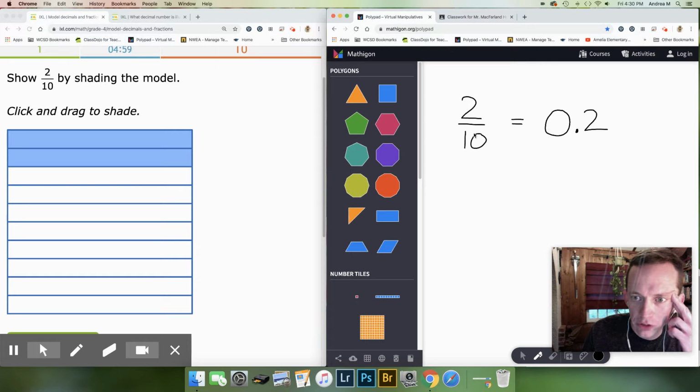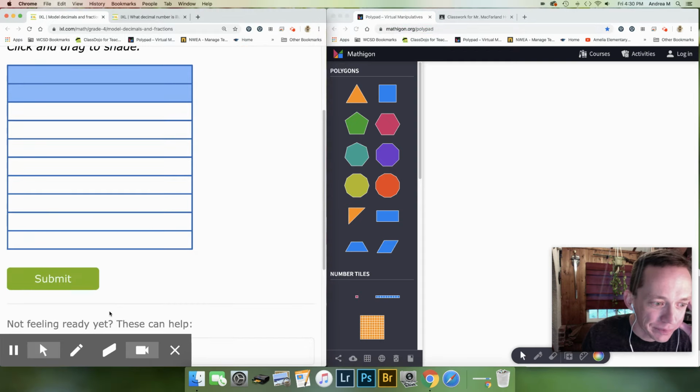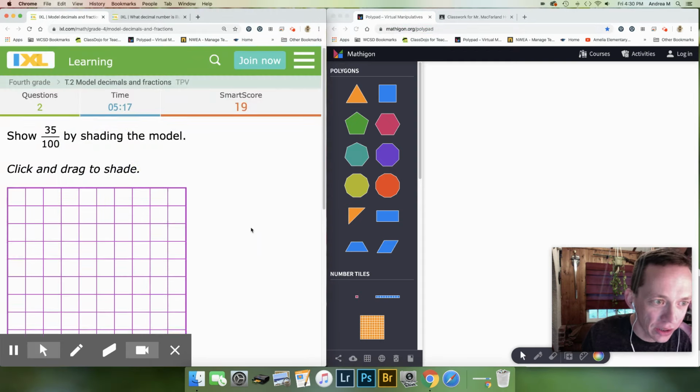All right, 2/10. You say it. If there's a dog in the room, tell your dog what this is. 2/10. If there's a baby in your room because you're babysitting somebody, tell the baby what fractions are. Cool. All right, here we go. Next one. Cool. Great. Good work.